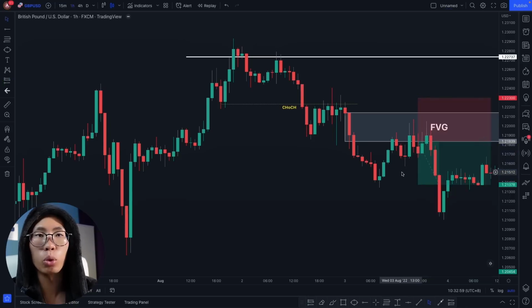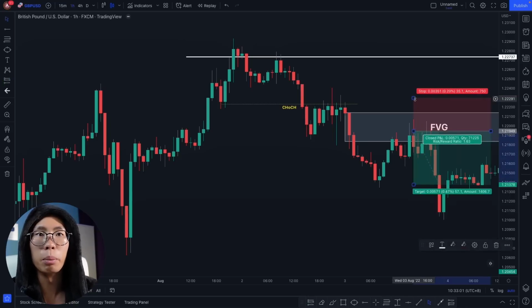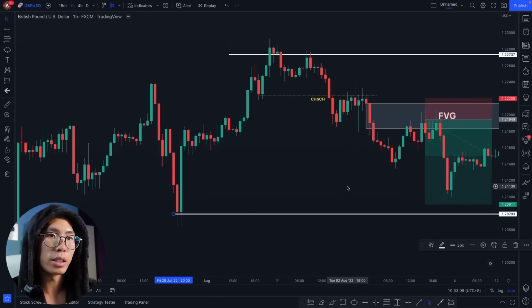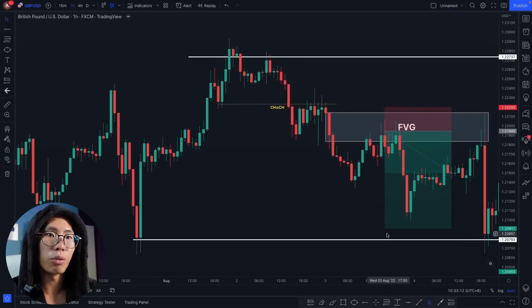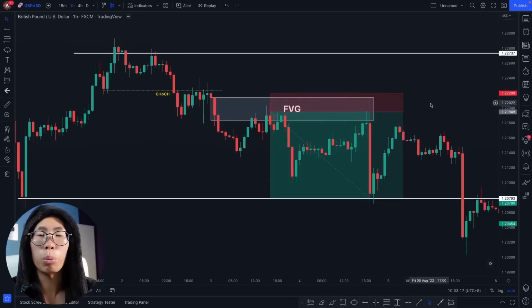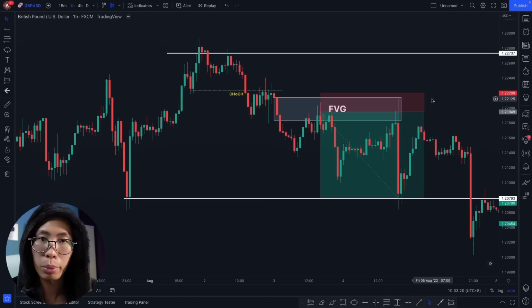When price came back up to retest this fair value gap, enter in the middle of this fair value gap, place your stop loss above this fair value gap, and take profit all the way down at the next key level. And I can see there's a support level right here. So I place my take profit right there. And once again, this was a very beautiful trade. We ended up smashing our take profit on this trade. It's really as simple as that, guys.